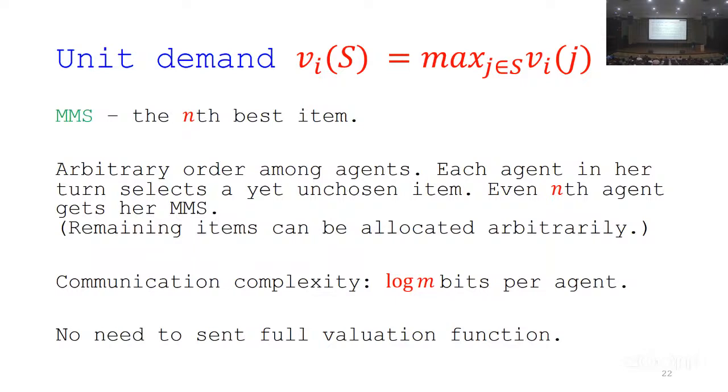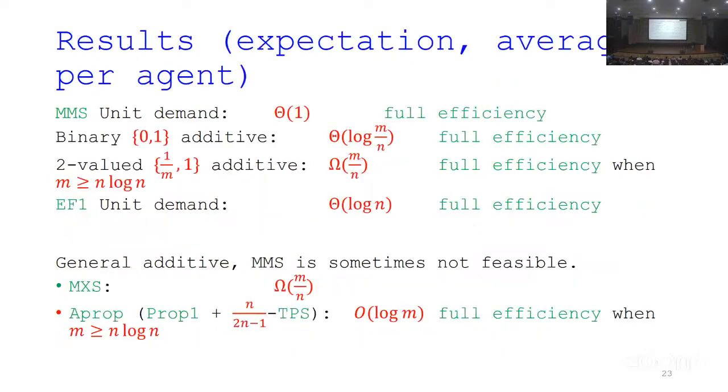So what are the results that we have? So let's go over them slowly. First of all, for unit demand, if you allow randomization, so this is now randomized protocols, we look at the expected number of bits that they transmit, average per agent. So maybe a few agents will send a few more bits, some less bits, we take the average. So for unit demand, it turns out you don't need logarithmic communication. You can do it just with a constant number of bits. Doesn't matter how many items there are. A constant number of bits per agent suffices.